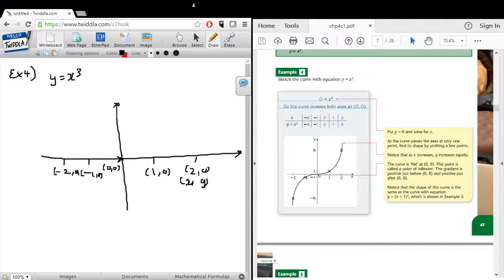And then literally all they've done is they've cubed it. So -2 cubed, -1 cubed, 0 cubed, 1 cubed, 2 cubed, and then they just plotted it. So for 2, you can see that it's crossing at 8. It's at 8, 1, 0, or -1 will be at -1, and then -8.